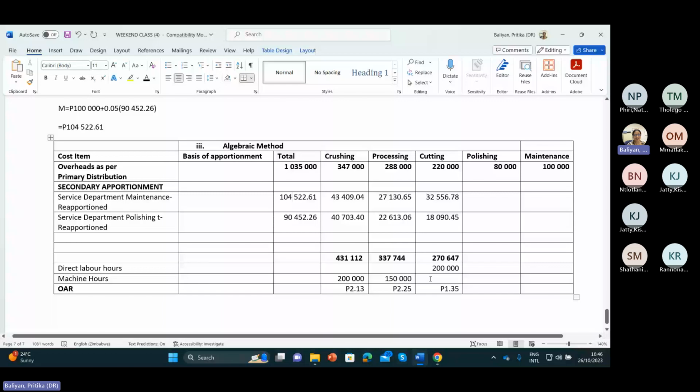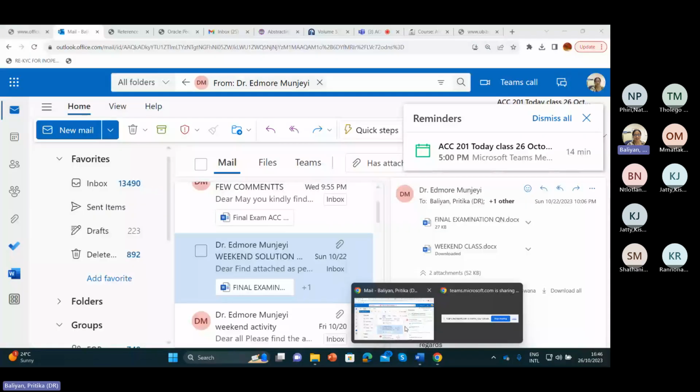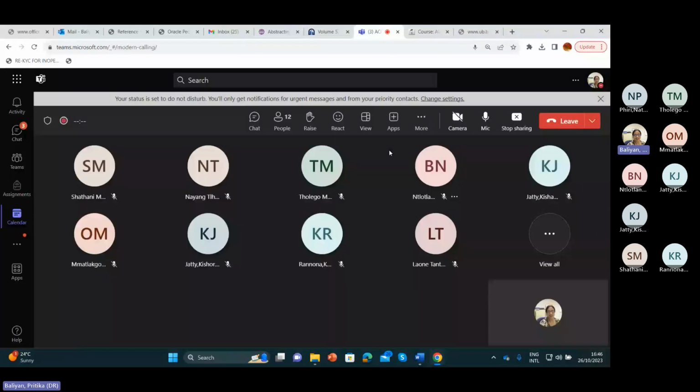I'll make these corrections, then I'll upload this question on Teams. Are we together? Yes, ma'am. Okay, so I'll correct. I think those figures have some issues. So you understand how we solve the simultaneous equation method.